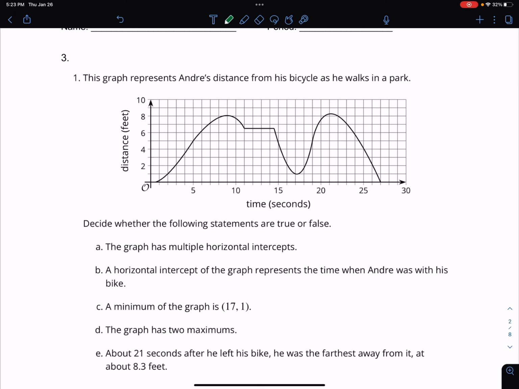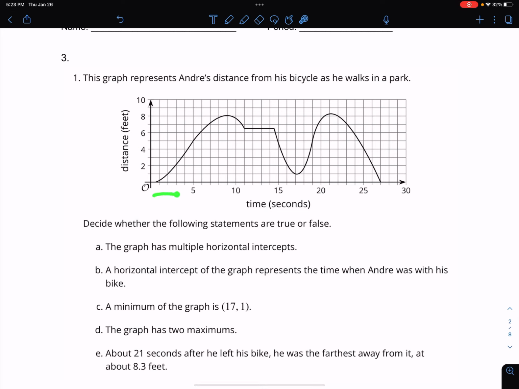When you're looking at a graph, the number one thing you want to do every single time is take a good look at your axes, right? Over here, I have distance in feet. It goes up and down. That's my y value. In function notation, we could call this d of t. Distance is a function of time.